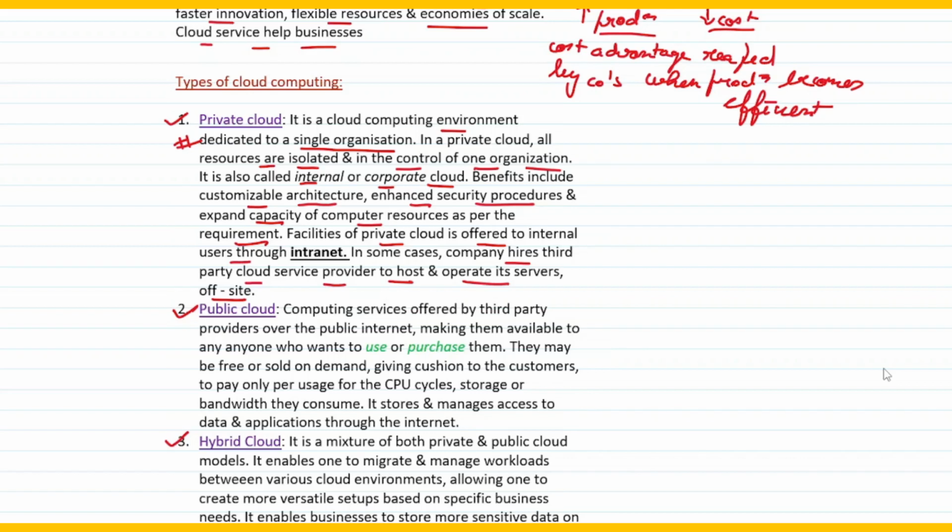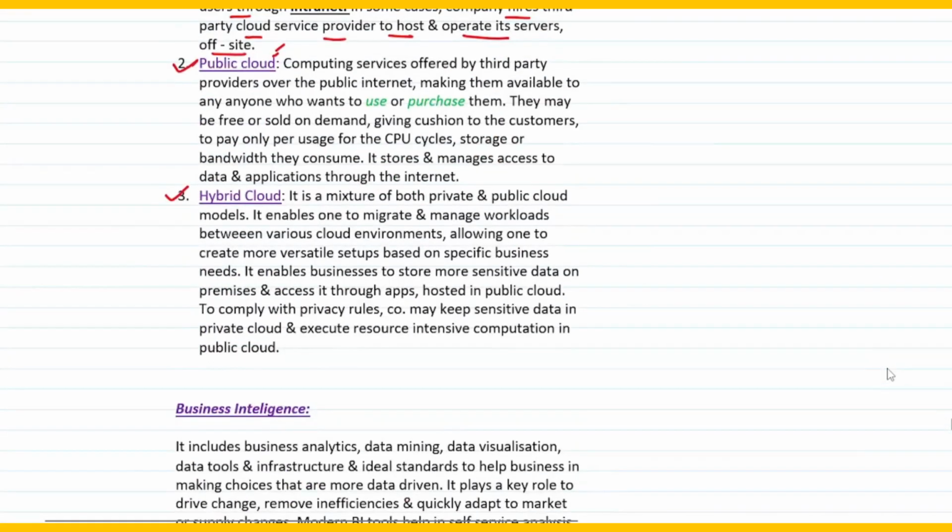Facilities of a private cloud are offered to internal users through what? Through an intranet. In some cases, the company hires a third-party cloud service provider to host and operate its servers off-site, right? So it can be on-site as well as off-site. Okay. Next one, we come to what? We come to public cloud.